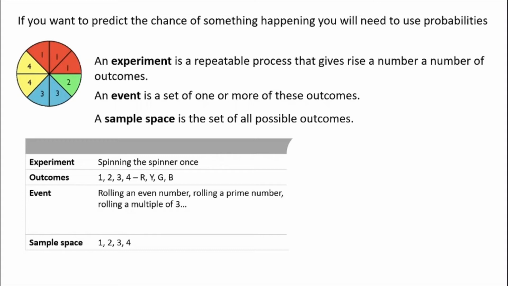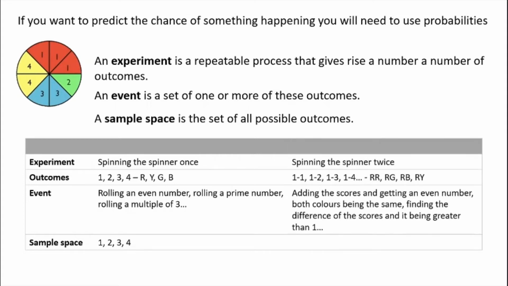Once again, we can get more complex and we could spin the spinner twice, and the outcomes would be a combination of two individual outcomes. The events can get more complex here as well. And just a couple more favourites that come up in questions.